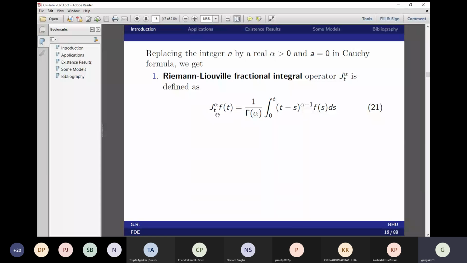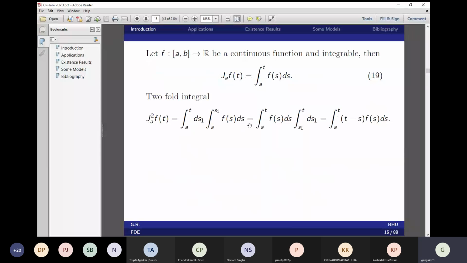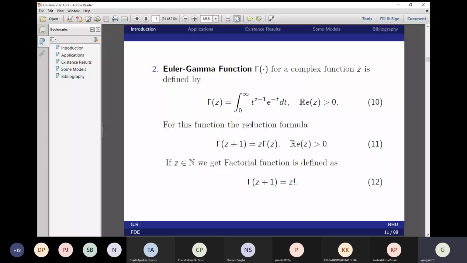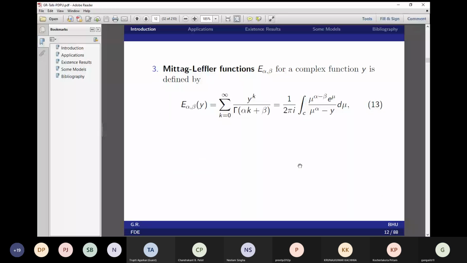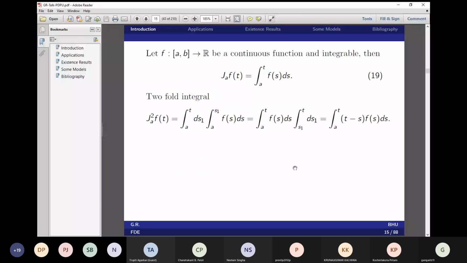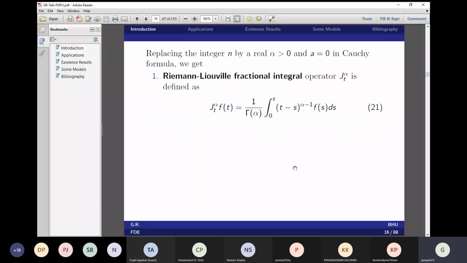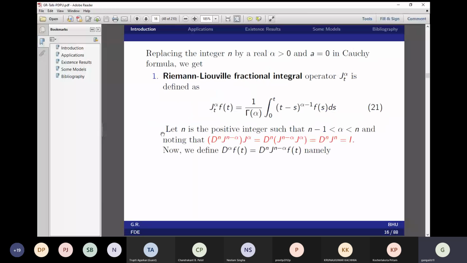The Riemann-Liouville fractional integral operator is defined by equation 21. This comes from the gamma function, as I have told you. So basically equation 21 represents the Riemann-Liouville fractional integral operator for a function f(t).